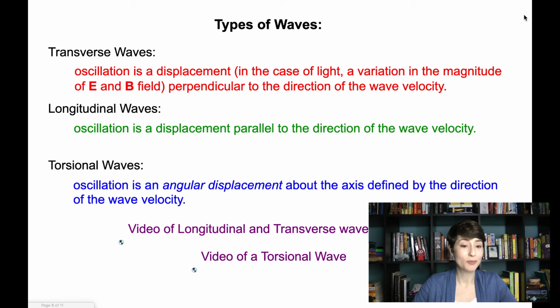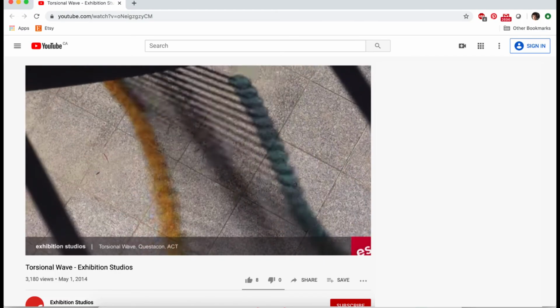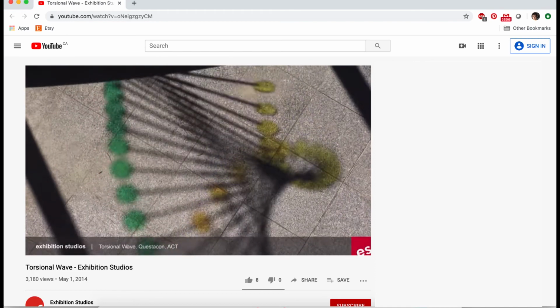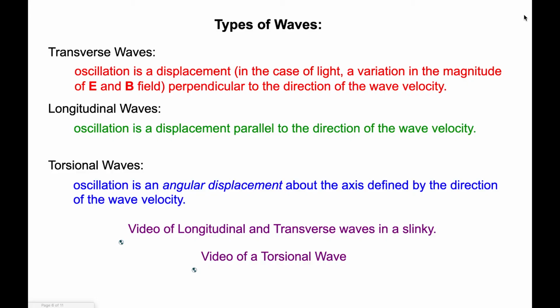Finally, there is another type of wave called a torsional wave, where the oscillation is an angular displacement, back and forth, about some axis that we define. And that axis is the direction of the wave velocity.